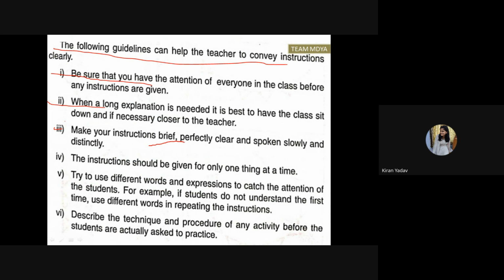Make your instructions brief, perfectly clear, and spoken slowly and distinctly. If you give long instructions at a time, it will confuse the students. While practicing yoga, the practitioners have other things to do also, like focusing on their breath, observing their body and all the movements. So the instruction should be clear, brief, it should not be long. The instruction should be given only one thing at a time.